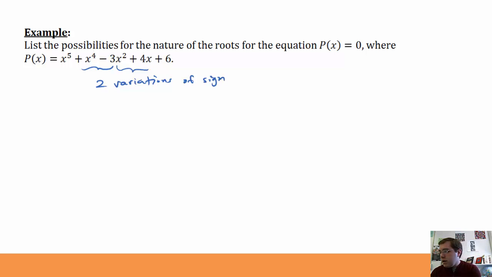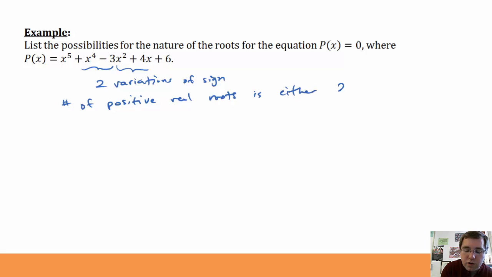Okay? So that means that the number of positive real roots is either 2, or it can be lower than that by an even integer. So if I go an even integer lower than 2, my option is 0. I can go an even integer lower than that, but that would be negative 2, and that doesn't make sense. I can't have a negative number of roots. So I either have 2 positive real roots, or I have 0 positive real roots. Okay?